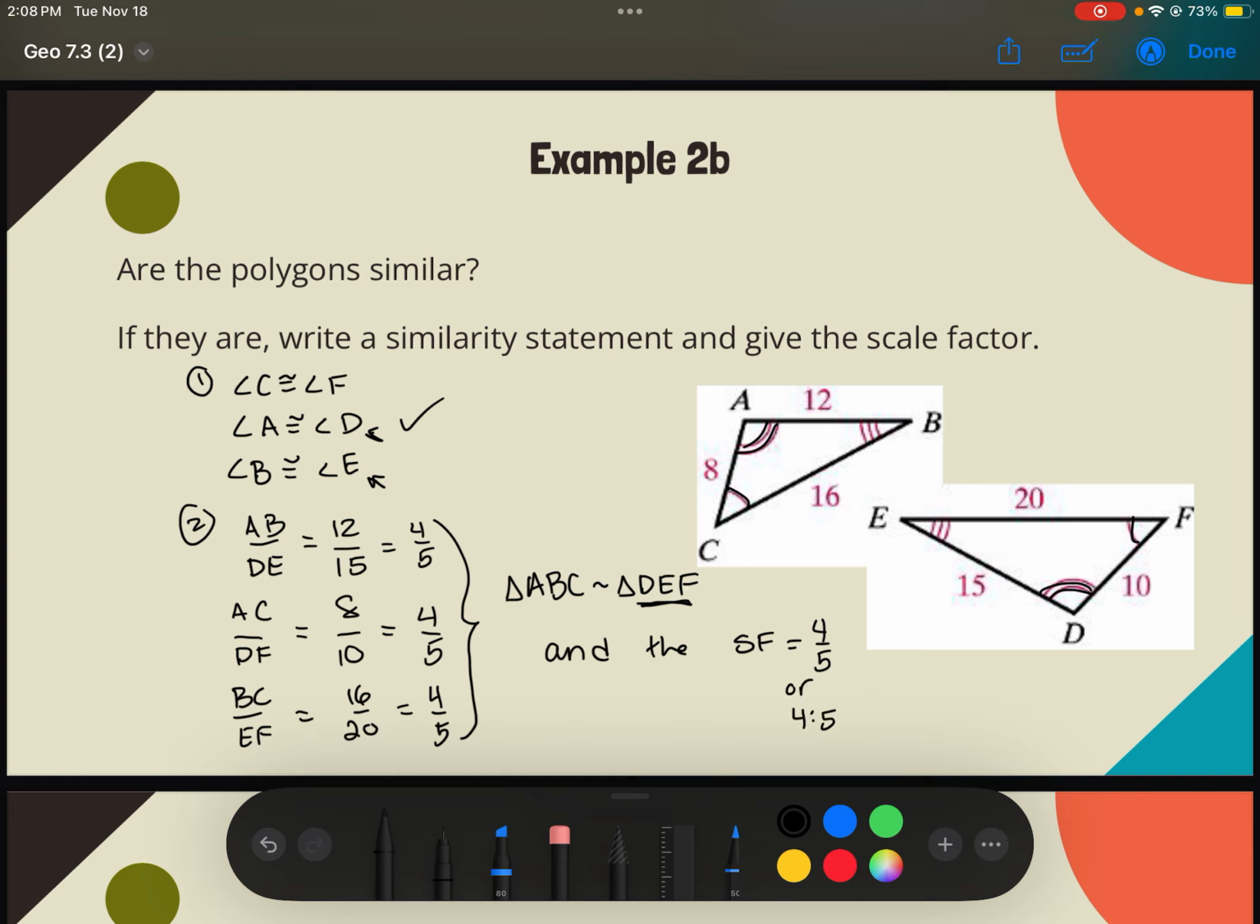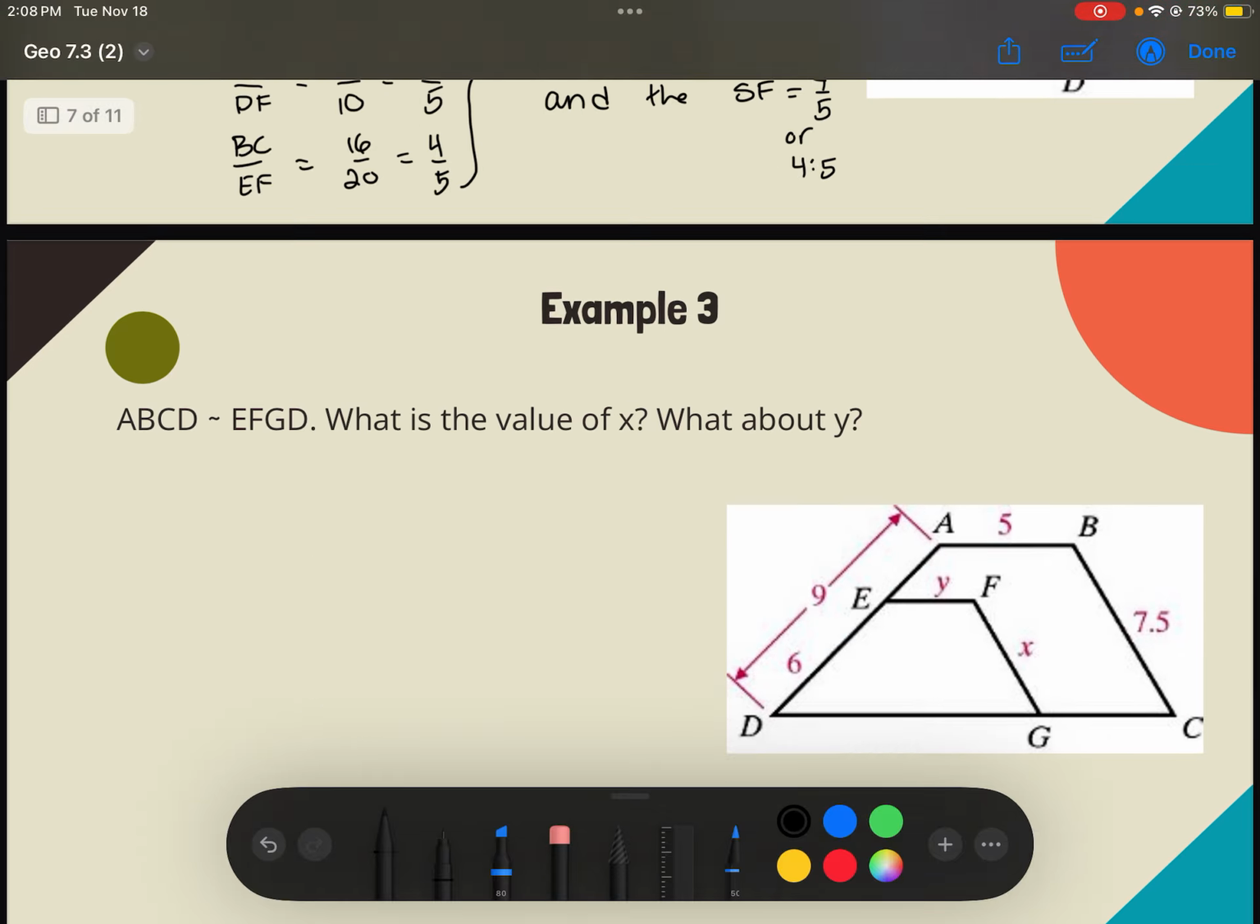All right, we have a couple more examples. You guys will be doing a lot more practice. There will be a worksheet that you guys can print out to keep on practicing with these types of problems, but we have a couple more we'll do together.